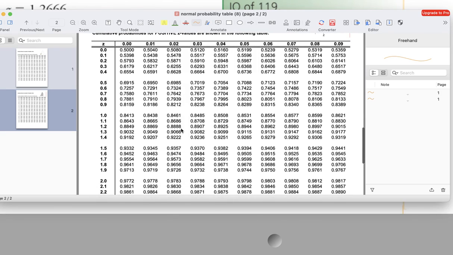So how do we do this? Well, 1.2 is right here. But to get 1.27, we have to use the 7 from up here. We look at where those intersect, and it looks like it is right here. So 0.8980 is what it looks like.